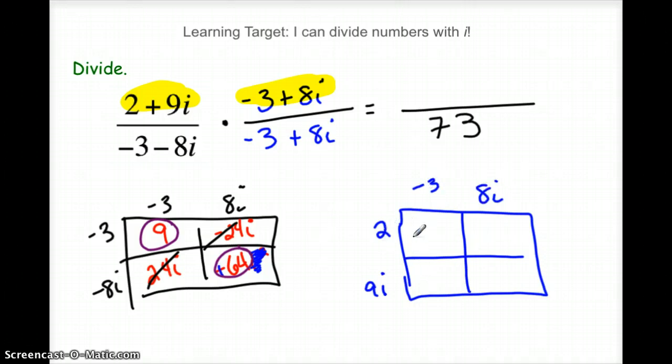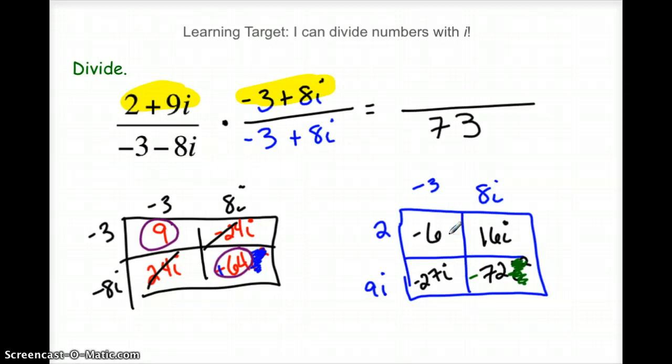So let's see. Negative 6, 2 times 8, 16i. 9 times negative 3, negative 27i. 9 times 8, 72i squared. But don't leave i squared, get rid of it, and make this 72 a negative.